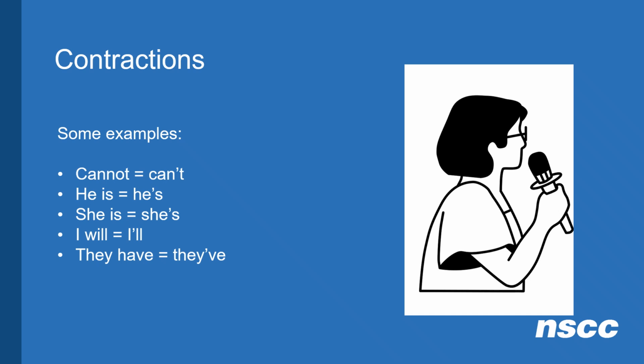In the English language, contractions are the shortened form of a word or a group of words that omit certain letters or sounds. These missing letters are indicated with an apostrophe. Here are some examples. Cannot, can't. He is, he's. She is, she's. I will, I'll. They have, they've.